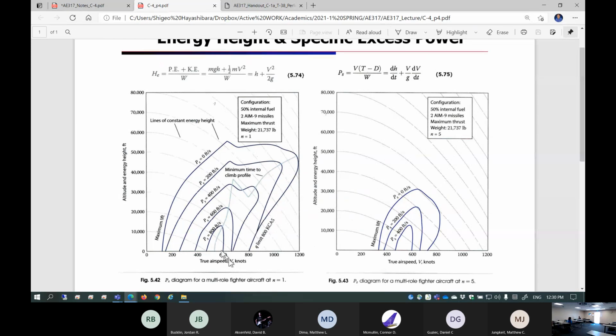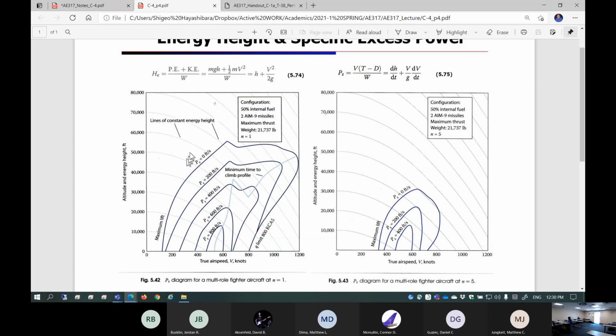Load factor 1 typically means just straight level flight. When you do a maneuver such as load factor n equal to 5, this is positive 5G, maybe a turn, like a 5G turn. Those are the contour lines. A contour line is a line of constant value of P_S. This line is a P_S, specific excess power, of 800 feet per second. This is a line of 600, 400, 200.